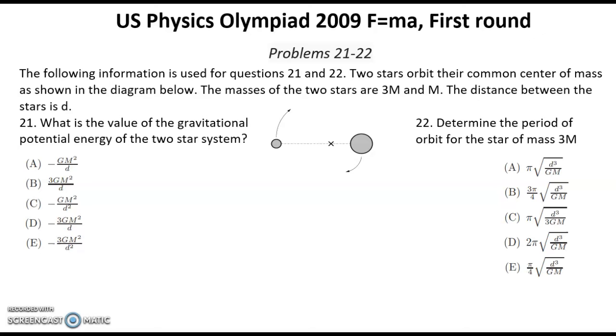Solution. Gravitational potential energy of two objects equals this expression. That's negative G multiplied by m1 multiplied by m2 and divided by the distance between objects. In our case that will be negative 3G multiplied by m squared over d.